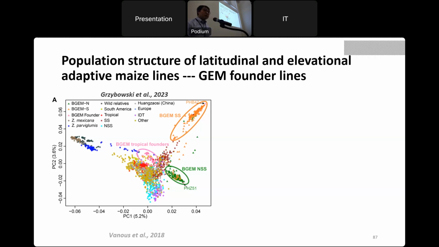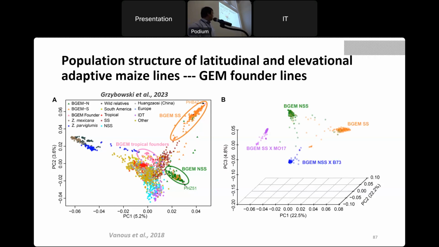I sequenced them and also backcrossed them. So there are BGEM populations made by crossing these tropical founder lines to B47 and BHD51 to have this BGEM stiff stalk and non-stiff stalk.